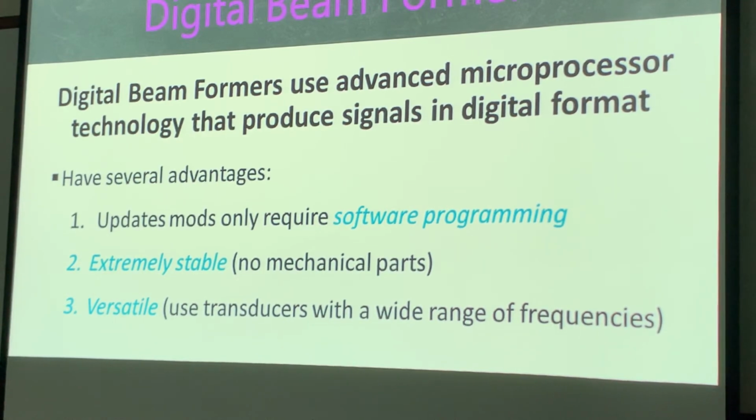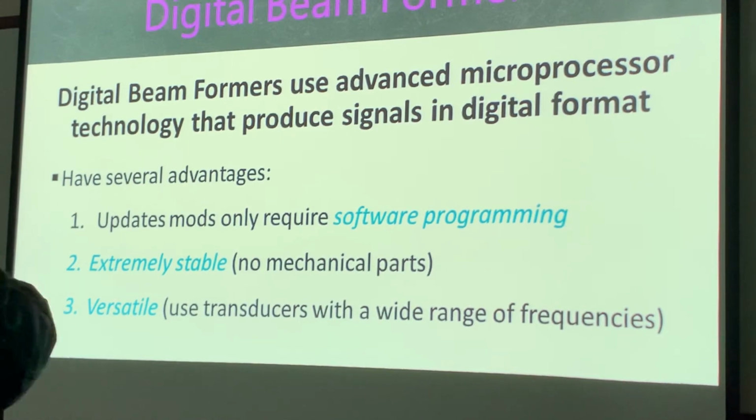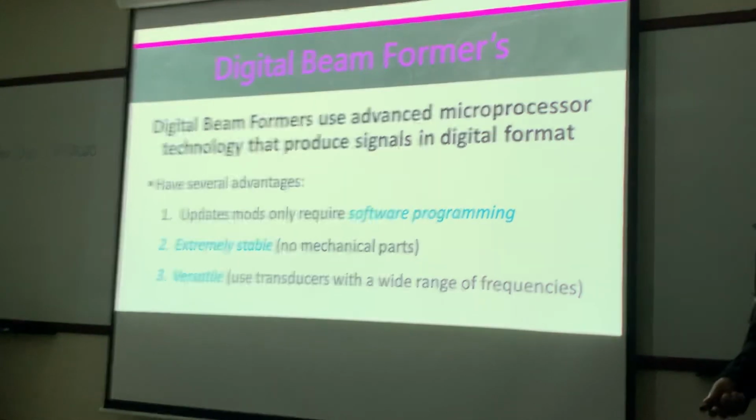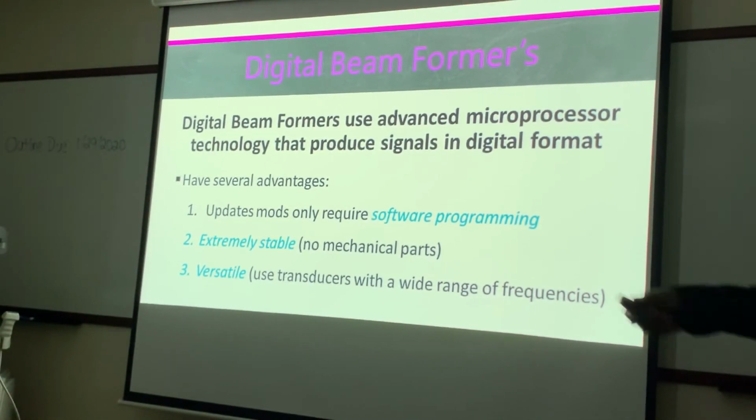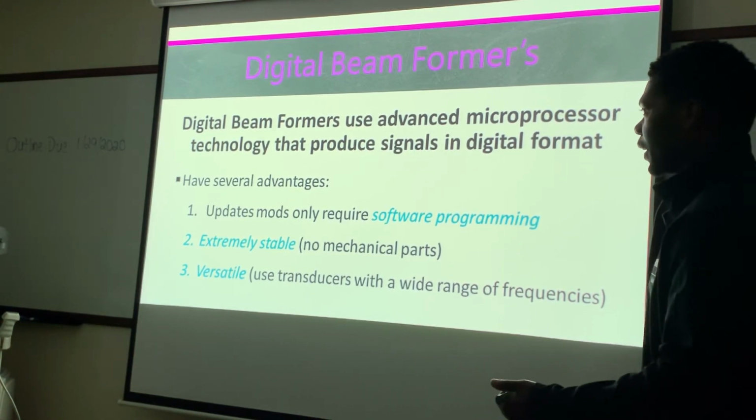The beamformer has two functions, transmission and reception. But nowadays, guys, we use digital beamformers, and they use advanced microprocessor technology that produces signals in digital format. Back then, before we had digital displays, everything had to be done analog, like when you had to go to the file room and get your image. Now they can give you a little disc, or send it to you electronically. So now with digital beamformers, they're able to do everything digitally.